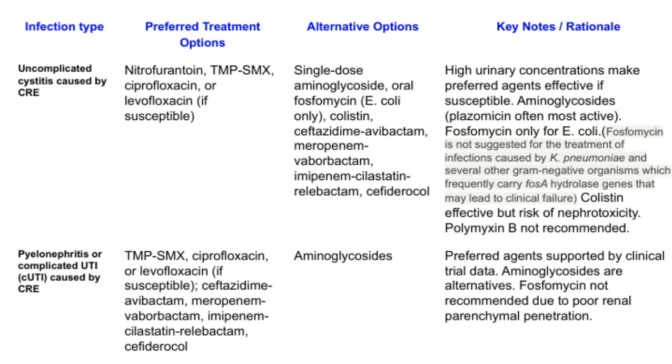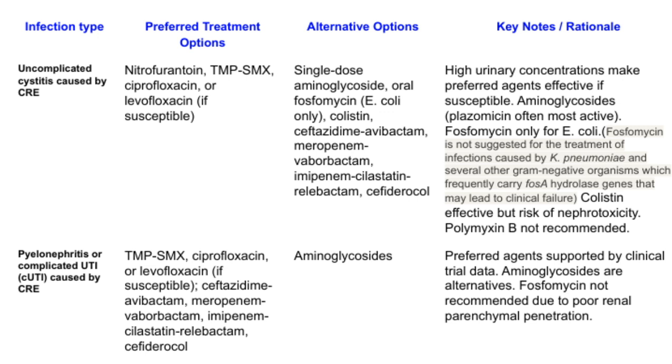For uncomplicated cystitis caused by CRE, the preferred treatments include nitrofurantoin, trimethoprim-sulfamethoxazole, ciprofloxacin, or levofloxacin, but only if the bacteria are susceptible. These agents are effective mainly because they reach high concentrations in the urine, making them good choices when they work. In terms of alternatives, we might consider single-dose aminoglycosides, oral fosfomycin, but only for E. coli infections, colistin, ceftazidime-avibactam, meropenem-vaborbactam, imipenem-cilastatin-relebactam, or cefiderocol.